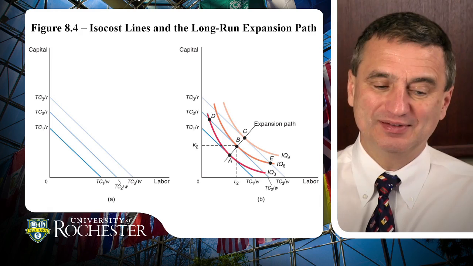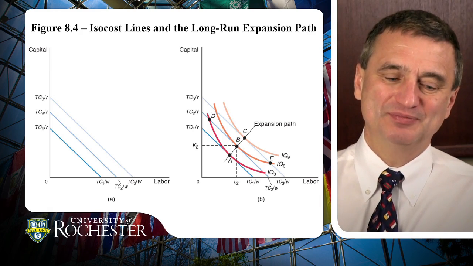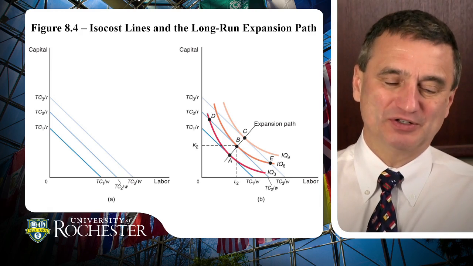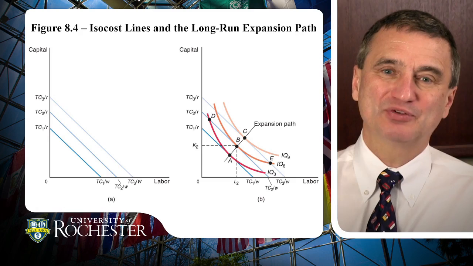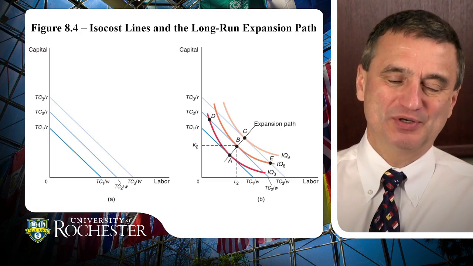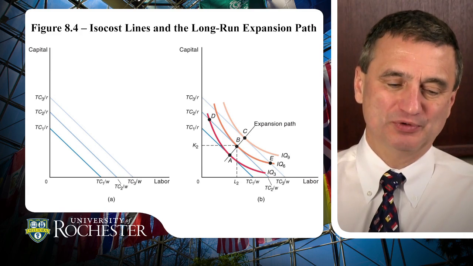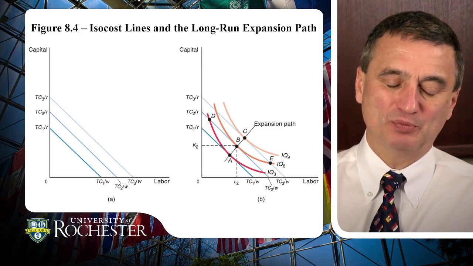It's true that point E is also a solution. We could spend TC3, more total expenditure on inputs, to achieve that same isoquant, but we'd be spending more money at TC3 than using TC2. So point B involves the least costly way to produce an output level of 6.